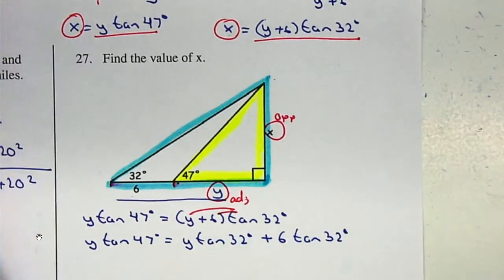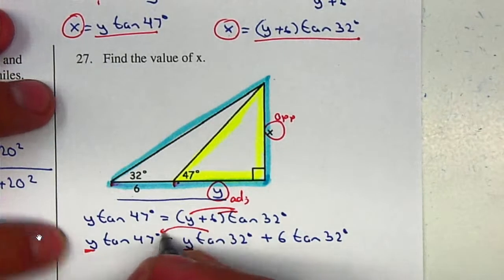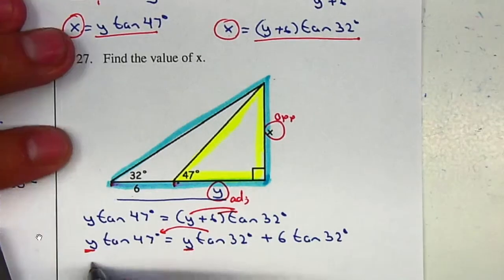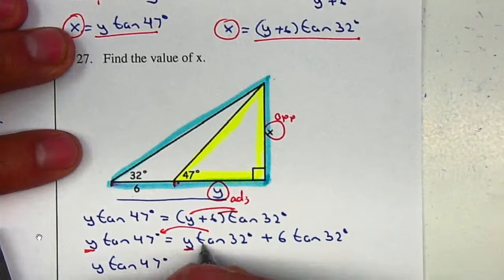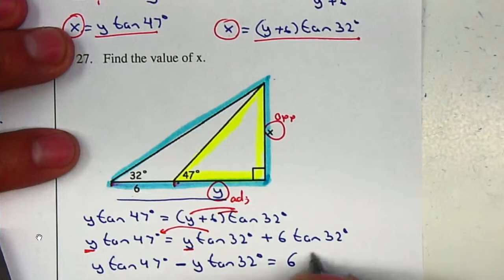We have a problem that we have y's on both sides. So I'm going to move my tangent to the left. It's a positive, becomes a negative. Or you can subtract on both sides. Either way will work. So I have y tangent of 47, and I move this to the left, so it becomes a negative: y tangent of 32, equal to 6 tangent of 32 degrees.